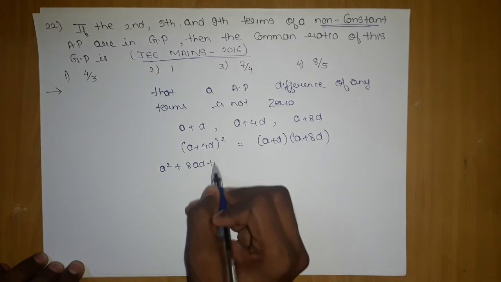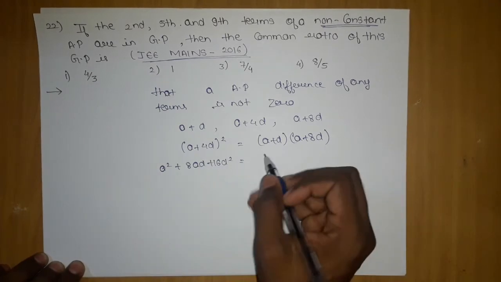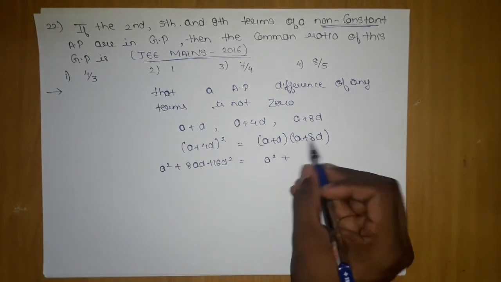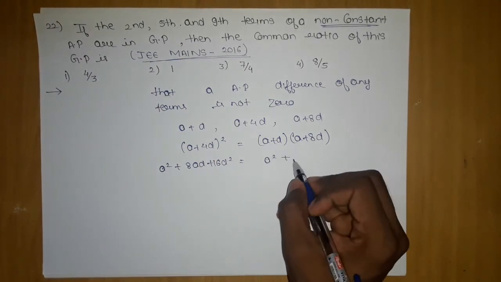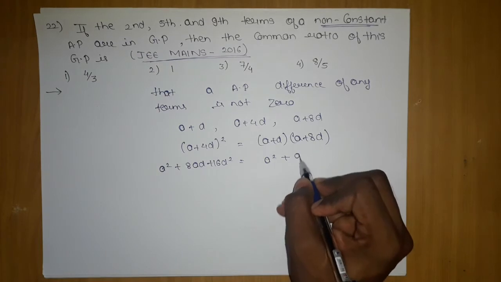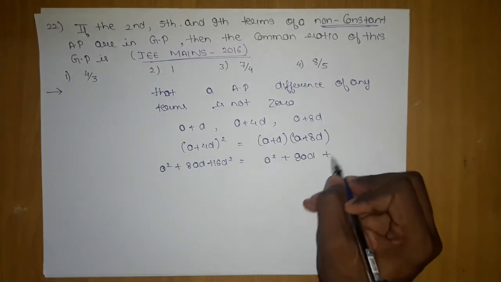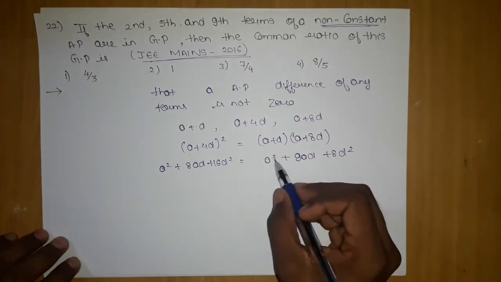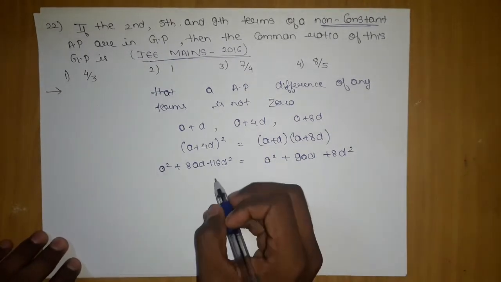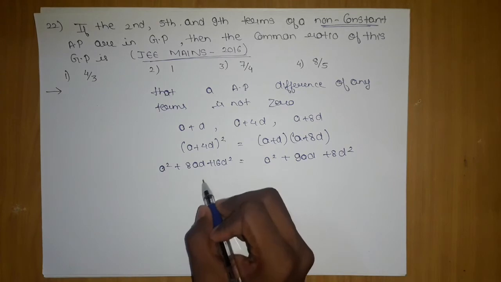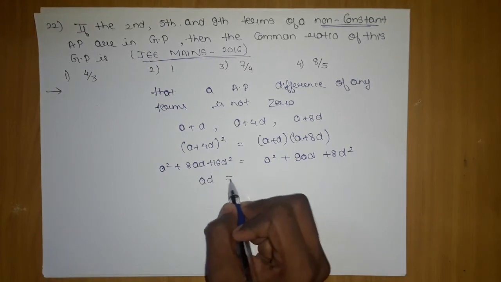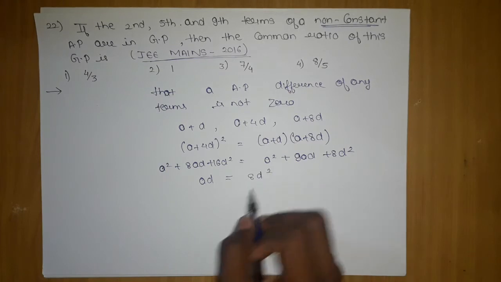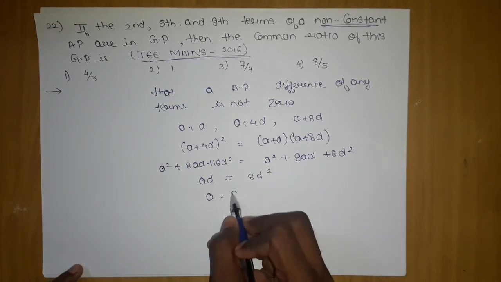8AD plus 16D square, and if I open this side, I will be left with A square, plus here I will have 8AD, and from here I will have AD, so it will give me 9AD total, plus 8D square. Now you can see, okay, A square will cancel out, and we will be left with AD equal to, this D will move here and give me 8D square. Okay, so A equals 8D.